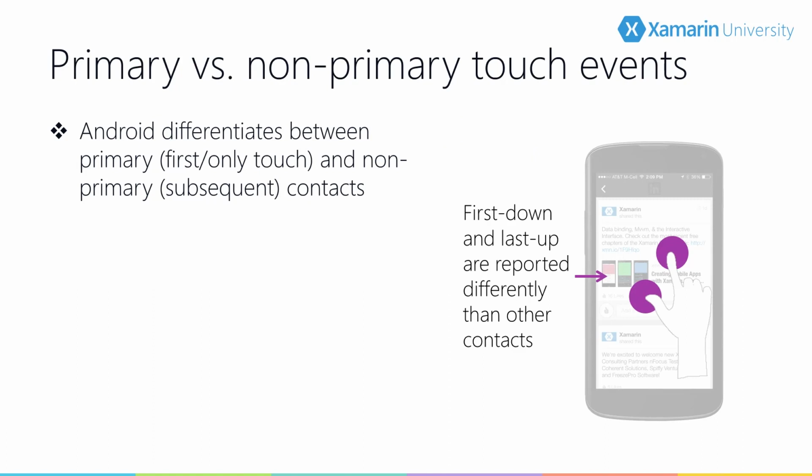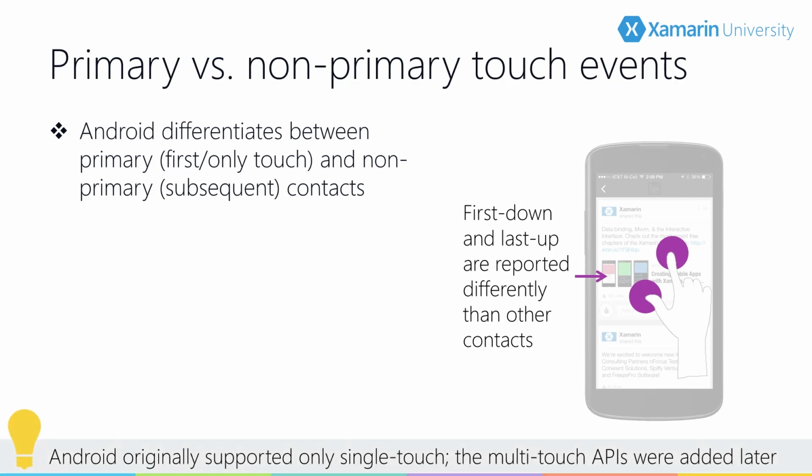Android makes a distinction between the primary, the first touch, and the non-primary, which is all the subsequent interactions with the screen. Android uses different actions for these middle touches than it does for the first down and the last up. This means you typically end up with 5 cases to handle. There's 2 cases for down, for the first finger down, and then 1 for the other fingers. And then there's 2 cases for up, one for the last finger up and one for the other fingers. And then there's one case for move.